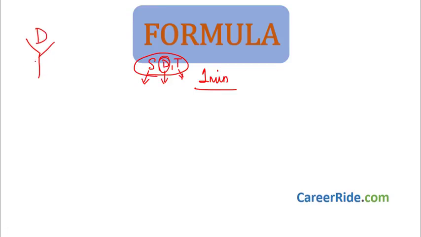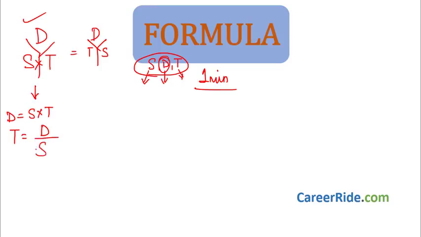Now speed and time can be written anywhere. You can write speed here, you can write time over here. Even this is fine: distance, time over here and speed over here. Let's go with this. The formulas for distance, speed and time can be given as: distance is nothing but speed multiplied by time. Time is nothing but distance divided by speed. So in the same way, speed would be distance divided by time.